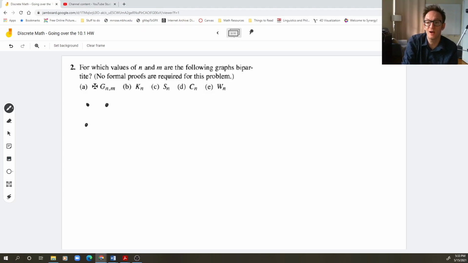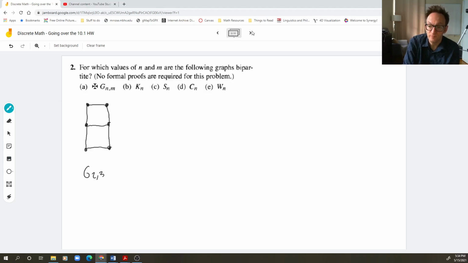Okay, so what does the grid graph look like? It looks like this or whatever. This is an example that I've just drawn here of G_{2,3}. I don't even think I talked about this in class, but it was in the book. It's just a graph that's kind of like in a grid. So here it is. Now the question is, is this graph bipartite? And the answer is just yes, right?